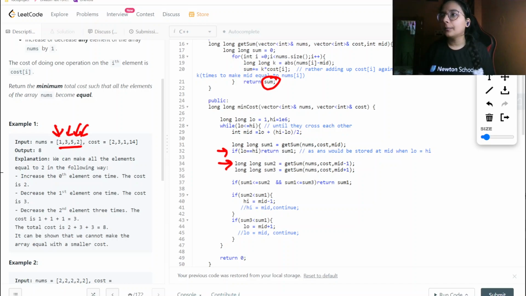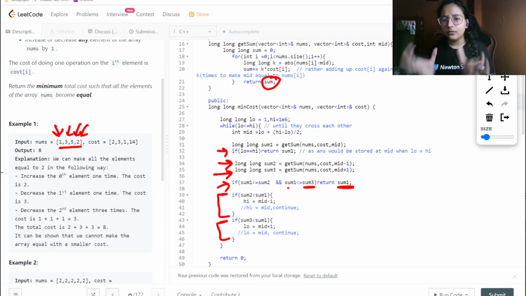Now comes the part for mid minus 1 and mid plus 1. For that purpose, we will calculate, and after that calculation we are required to check that if sum 1, that is the sum which we got from the subtraction of the middle element, is less than or equal to sum 2 as well as less than or equal to sum 3, then we will be returning our sum 1. All these things are corresponding to the median thing only. If that is not the case, then we push our elements toward the element which will converge our answer towards the lowest cost.